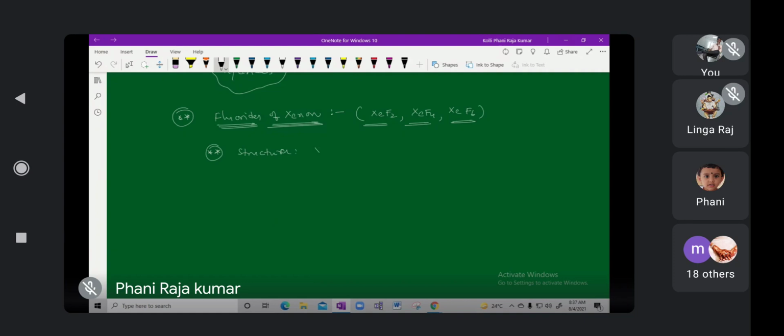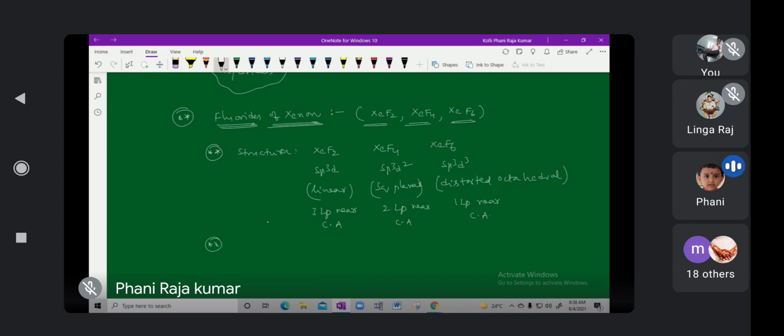First point is structures. sp3d, sp3d2, sp3d3; linear, square planar, distorted octahedral; three lone pairs near the central atom, two lone pairs near the central atom, one lone pair near the central atom.